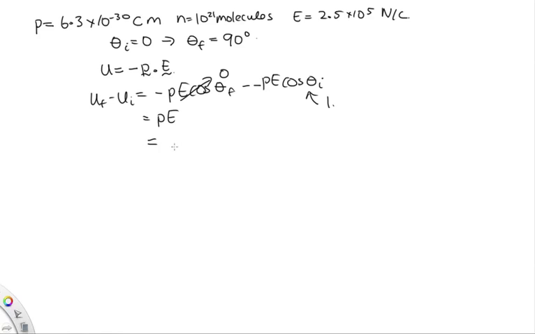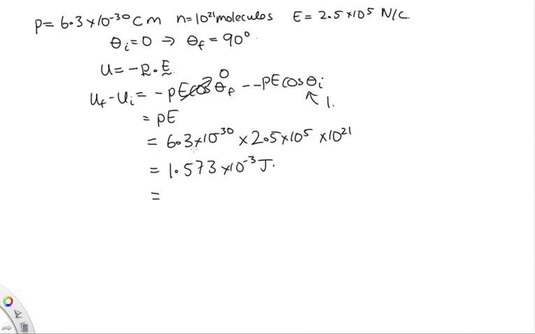And so this is equal to 6.3 times 10 to the minus 30 times the electric field, which is 2.5 times 10 to the 5. Now, this will give us the work done per molecule, but we have 10 to the 21 molecules, so we need to times that by 10 to the 21 to get the total work done, which is equal to 1.573 times 10 to the minus 3 joules. We should just give this to two significant figures, as everything else is to two significant figures. So that's 1.6 times 10 to the minus 3 joules.